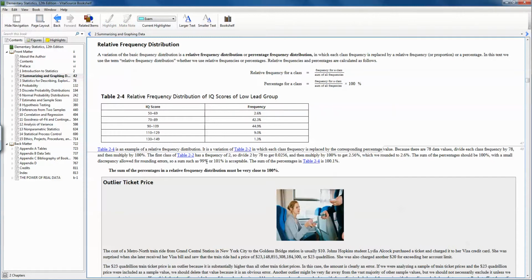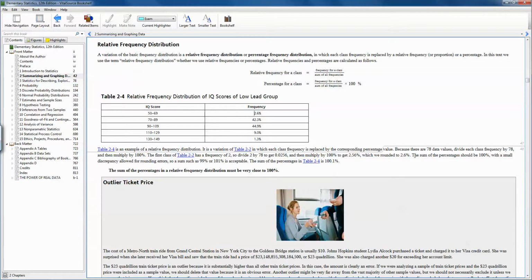So for the one that we're looking at here, it says there are 78 data items. To get this first percentage, it says there were 2 that had an IQ score of 50 to 69. So you take that 2, divide by 78, and then multiply by 100, and you get 2.6% if you round to one decimal place.